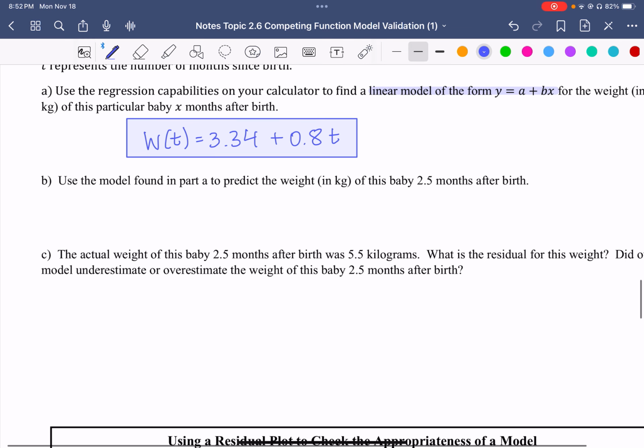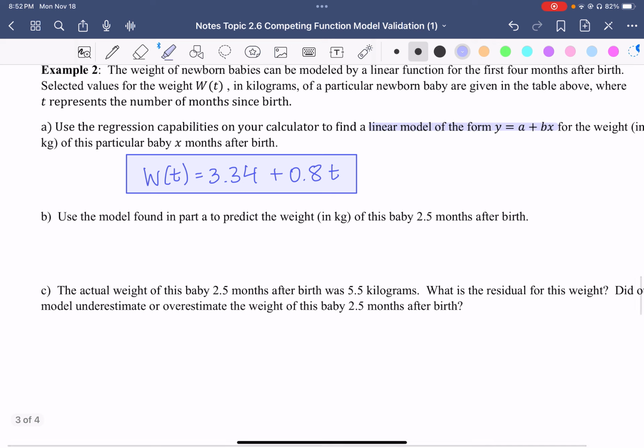Okay. Letter B says use the model found in part A to predict the weight in kilograms of this baby 2.5 months after birth. Well, they told me in the question that T represents the number of months since birth, so I know that this has to be a value for T, so T is 2.5. I need to find W of 2.5.